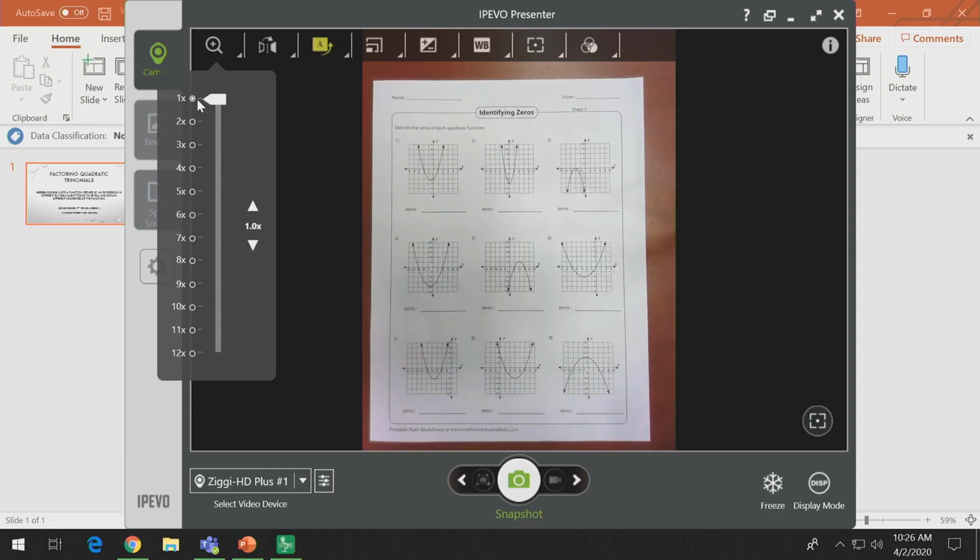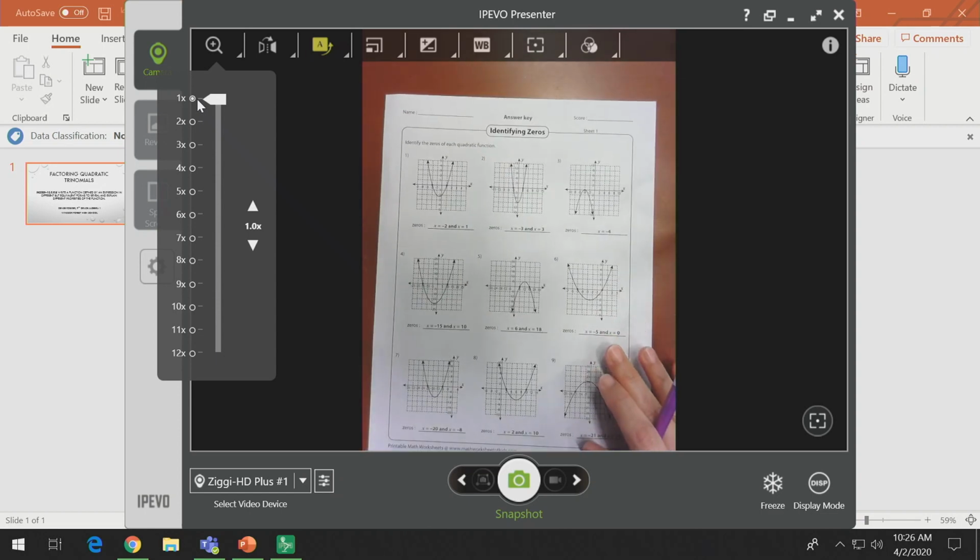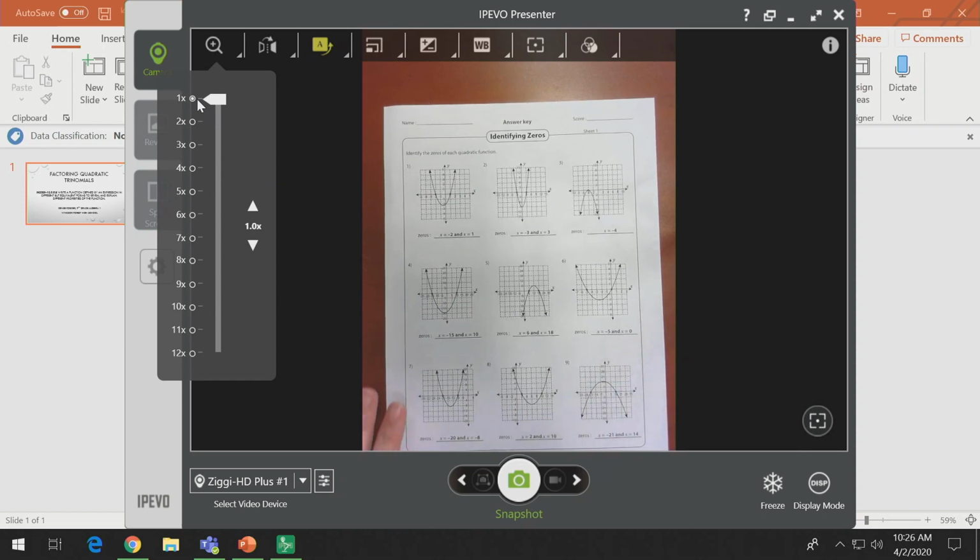Math is one of those subjects where you learn best by doing the work. So I tell my students, you learn math by doing math. So here we are. Now, this last sheet, I wanted my students to identify zeros.